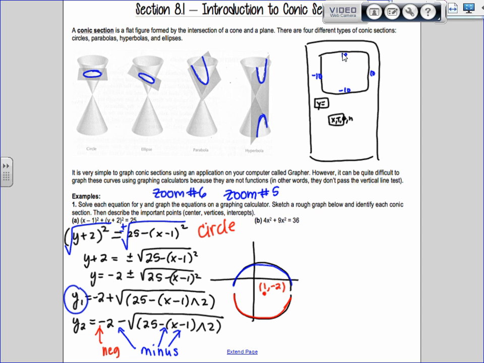Okay, I also want to find the x-intercepts and the y-intercepts. So I want to find this point, this point, this point, and this point. Do you guys know how to do an x-intercept by hand? How do I find it by hand?